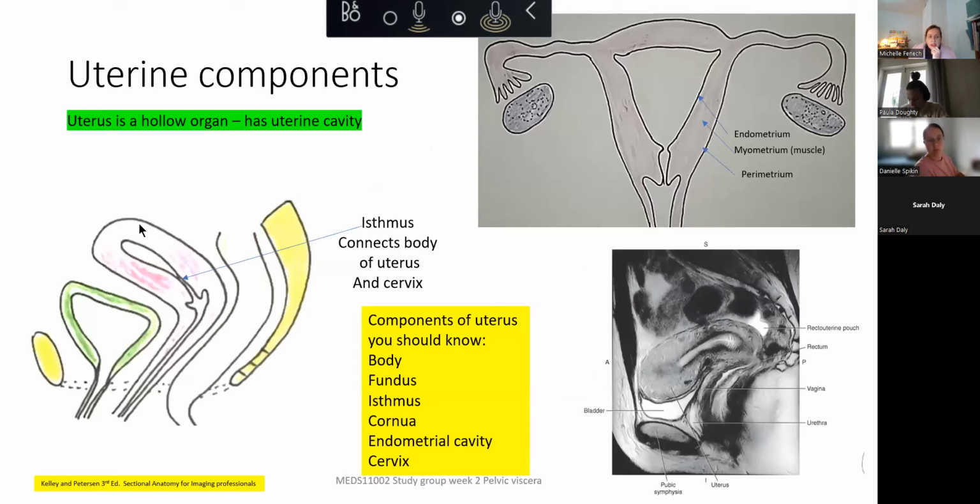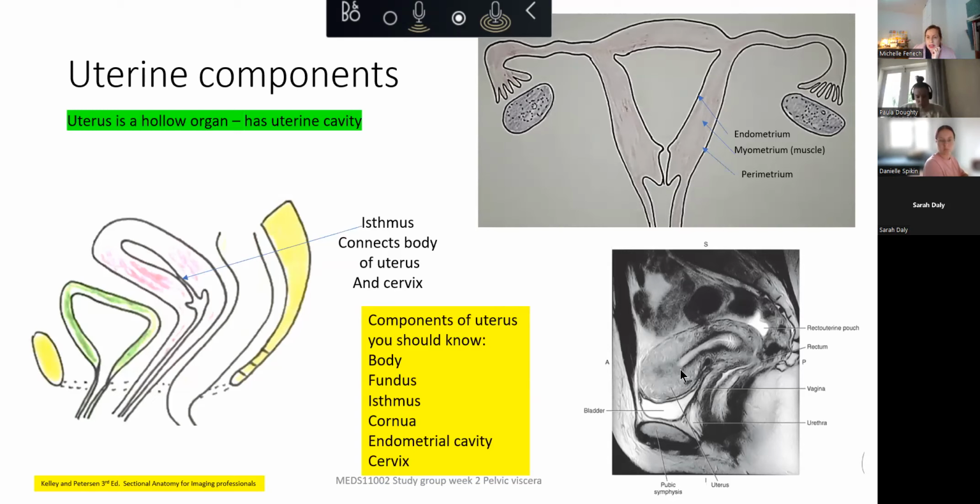So we've got the uterine fundus, the body, the cervix and the vagina here, and you can see the isthmus is just the connection between the uterine cavity and the cervical canal, in a way. It's the connection between the uterine body and the cervix.